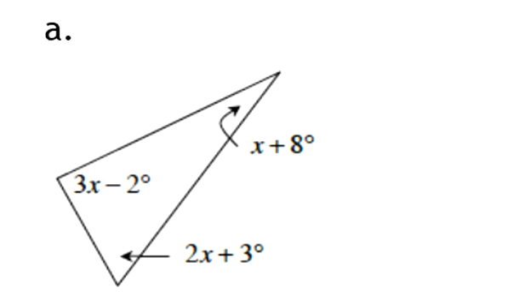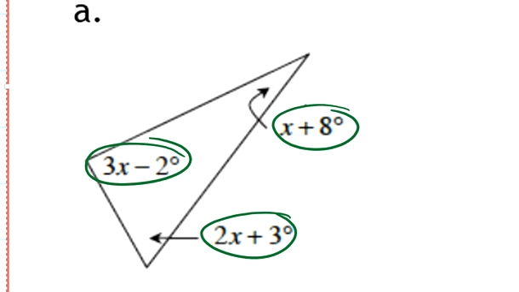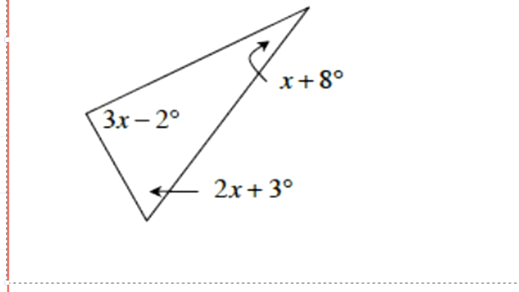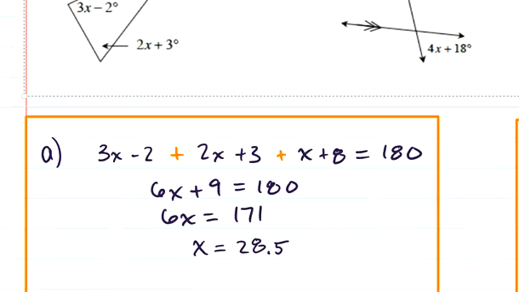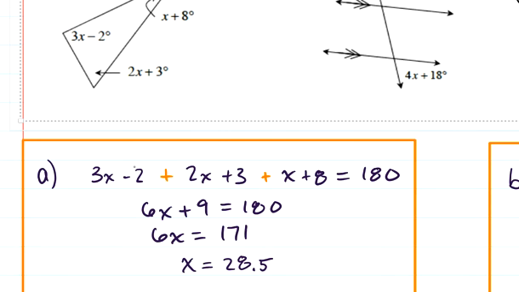So I'll state my relationship right off the bat. For A, I'm using the triangle angle sum theorem. If you look at it, we've got three different angles here, and these three angles have to have a sum of 180 degrees. So the algebra statement that I write is, and I can zoom out a little bit to show you this, one of the angles was 3x minus 2, plus another one of the angles was 2x plus 3, and then plus the final angle was x plus 8. And that has to equal 180 degrees when I add them.